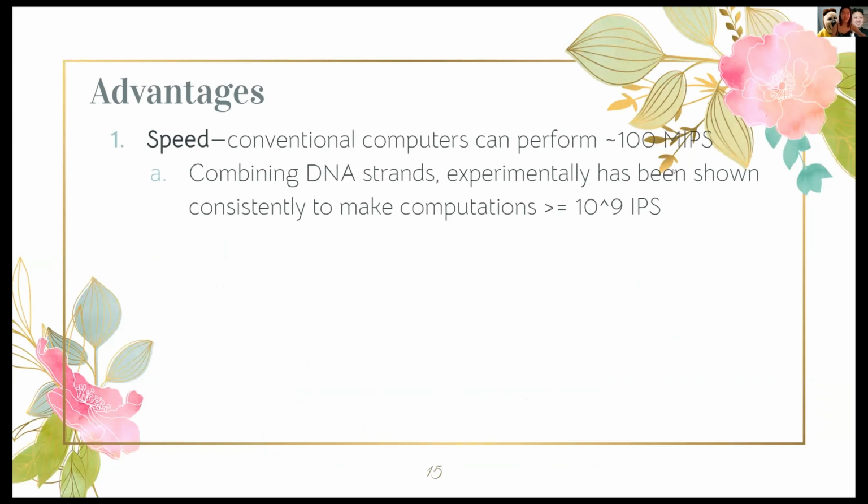Conventional computers, so laptops and some higher processing ones, can perform 100 million instructions per second. This MIPS is not the same MIPS as Stanford developed and then crashed and burned. So it's 100 million instructions per second. In the process of computing with DNA strands, it's already been experimentally proven multiple times that you can make computations up to and over 10 to the 9 instructions per second. I believe that's 1 billion instructions per second. So that's already 10 times faster than our regular conventional computers. That's really, really advantageous to us.